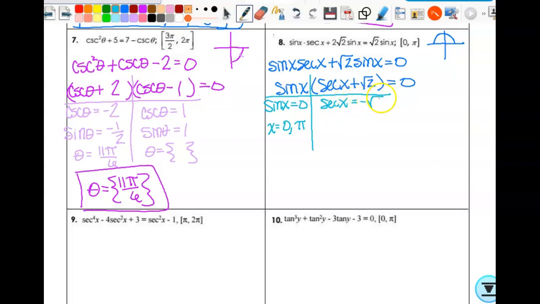All right, then I have secant x equals negative square root of 2, right? The reciprocal of secant is cosine, so that equals negative square root of 2 over 2. Between 0 and pi, when is cosine negative? Just in the second quadrant, yes, at 3 pi 4. So it's a pi 4th angle. I need my second quadrant pi 4th angle, just 3 pi 4ths. So x equals 0, 3 pi 4ths, and pi.